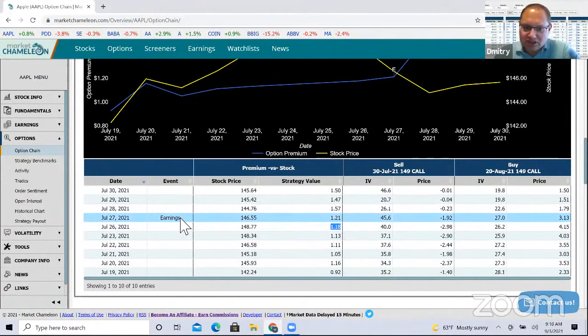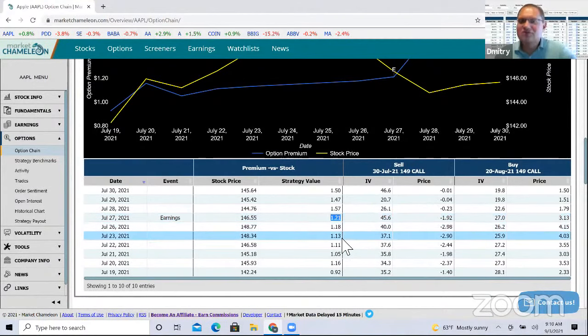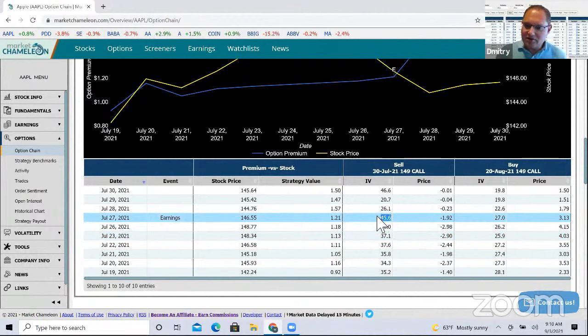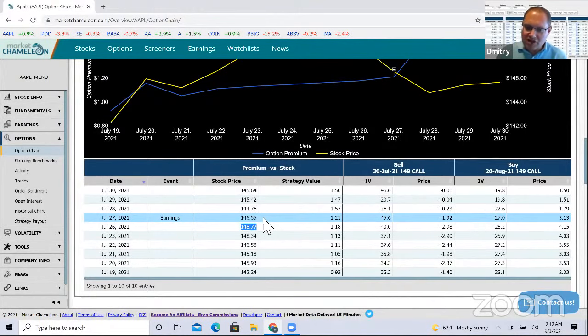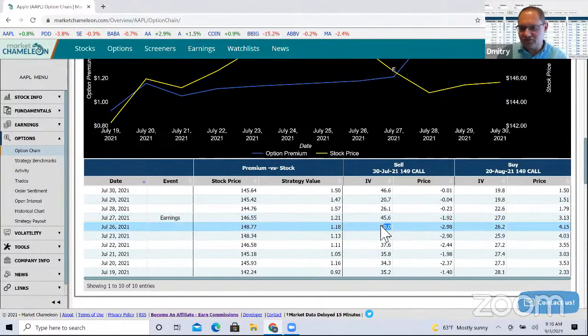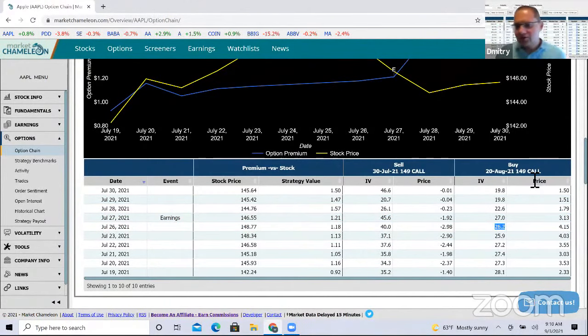One thing is we know that the earnings was next day, but after the market close. So we probably should have started here. But we see that the day before was $1.18. What happened the next day? The implied vol went up a little bit higher because they didn't report earnings yet. Remember, it's end of day. The implied volatility in that front month went higher, from 40 to 45.6, and the stock was lower. The implied volatility in the August 149 call also increased to 27.